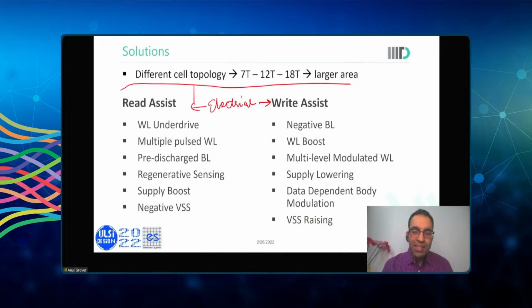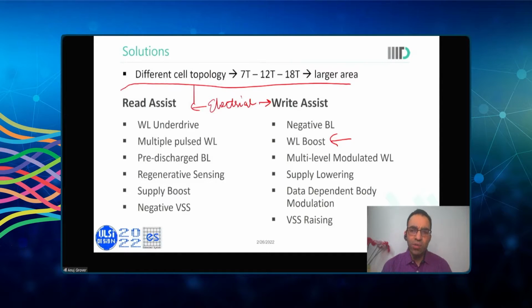You will notice that for read operation, for read assist, we wanted to underdrive the word line. For write operations, we want to give a boost to the word line so that the access transistor is faster, so that the access transistor has more strength than the pull-up. So they are contrary to each other. When you want to read and ensure stability, you want the word line to be underdriven, whereas when you want to write, the word line needs to be boosted.